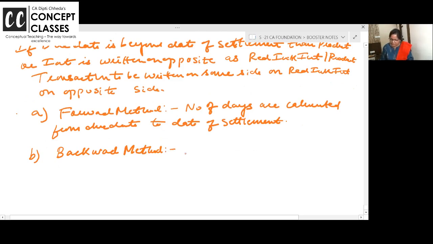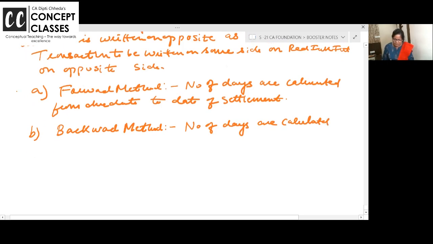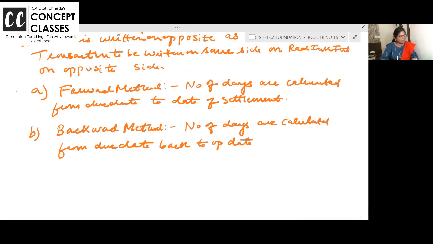Backward method. Number of days are calculated from the due date back to the opening date in the backward method.